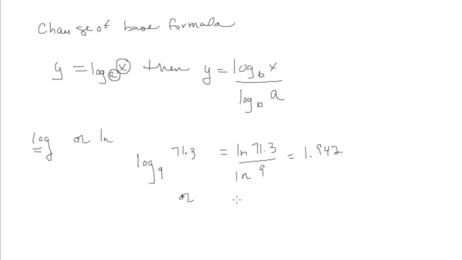Or, again, you could have used common log, just log, meaning base 10, 71.3 over log of the base, which was 9. And again, when you plug that into your calculator, you get the same value. So change of base formula is just a way to get a value for a log with a known base and argument using your calculator.